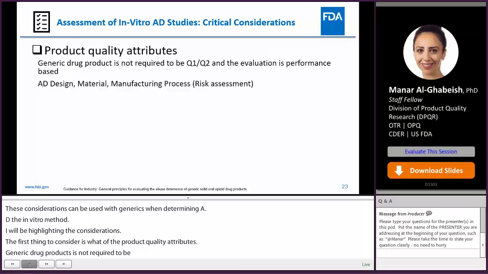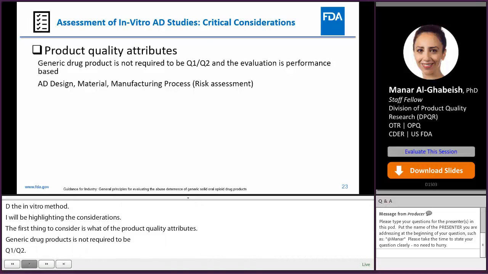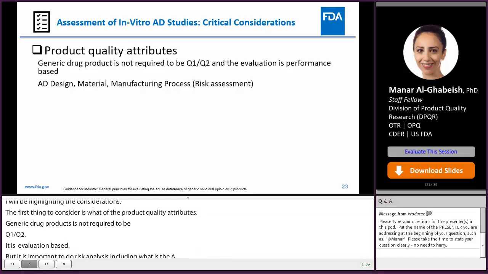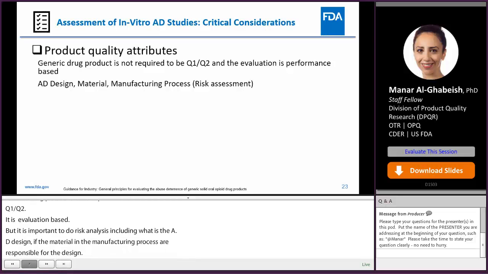However, it is important to do a risk analysis and identify what are the product quality attributes that are related to the AD properties, including what is the AD design, and is the material, manufacturing process, or both responsible for the AD design, because inadequate attributes may lead to failing the AD evaluation. An example for this risk analysis is if the RLD has a polymer that makes the product hard to crush, does the proposed generic also have an excipient that will make the product hard to crush?